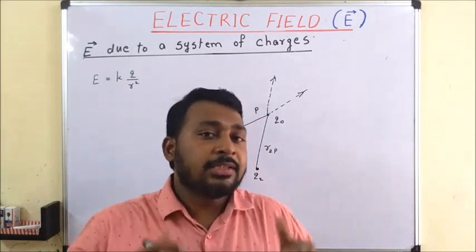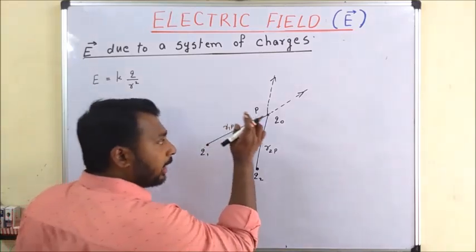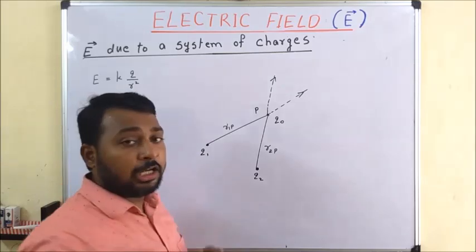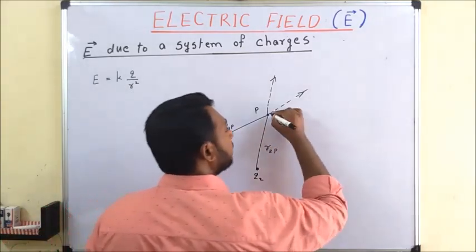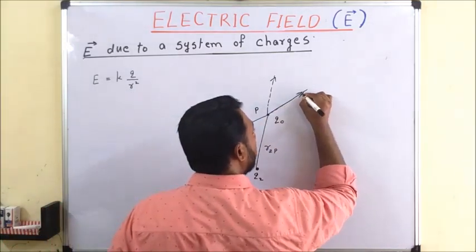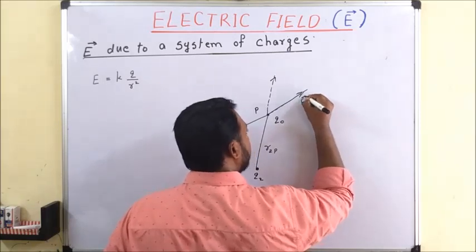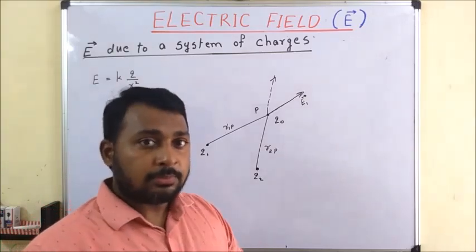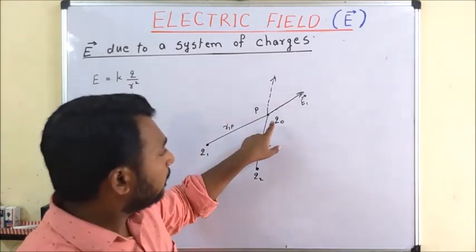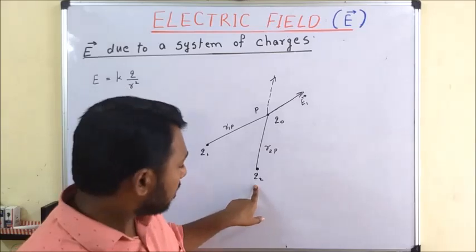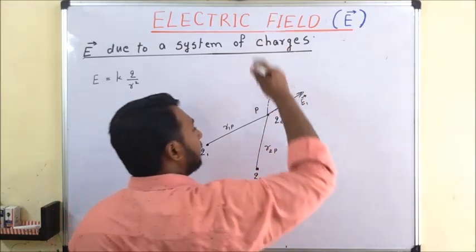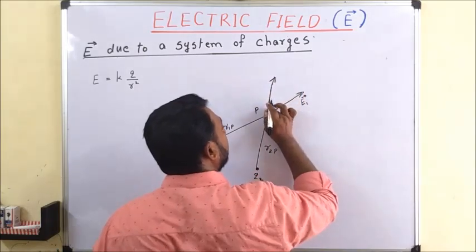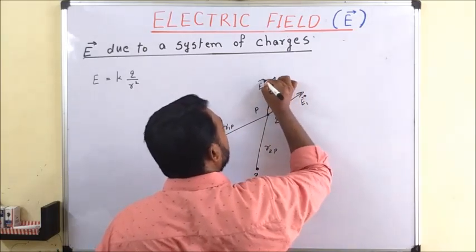Now let us discuss this electric field. Electric field at point P due to the first charge Q1, let it be E1. So it's clear that this will be the direction of E1. What about the direction of E2? It means the electric field at point P due to the charge Q2. So it will be in this direction. So this is the direction of E2.